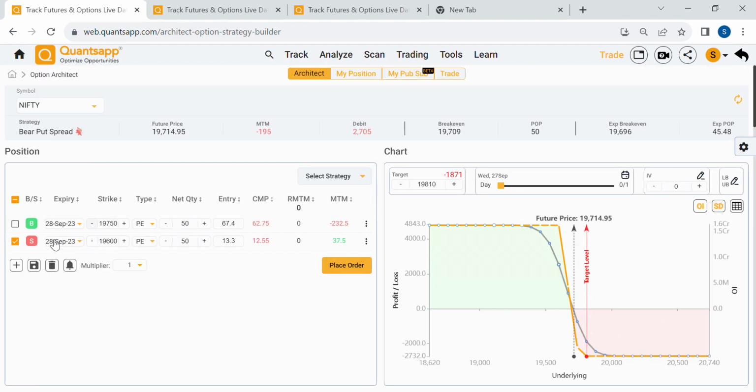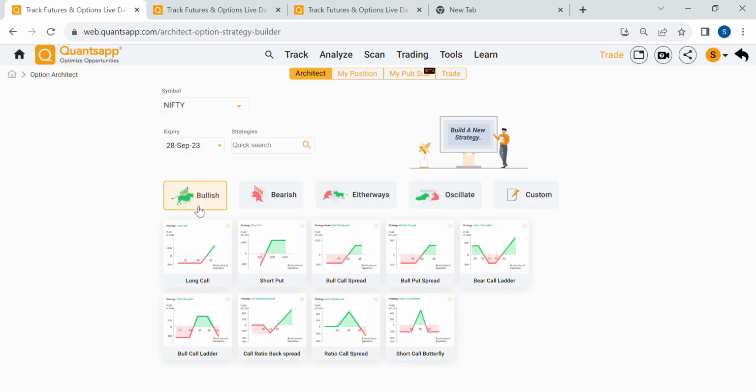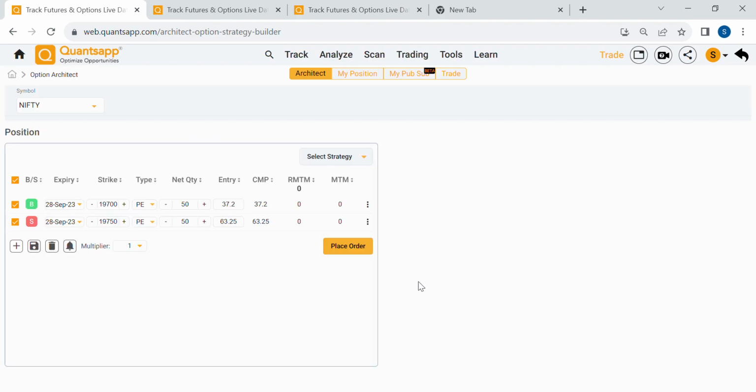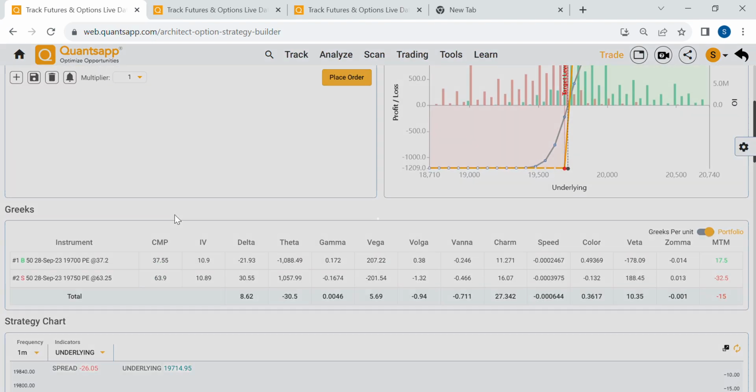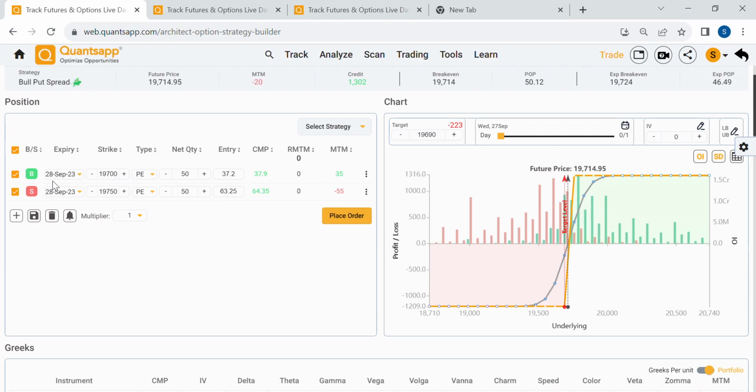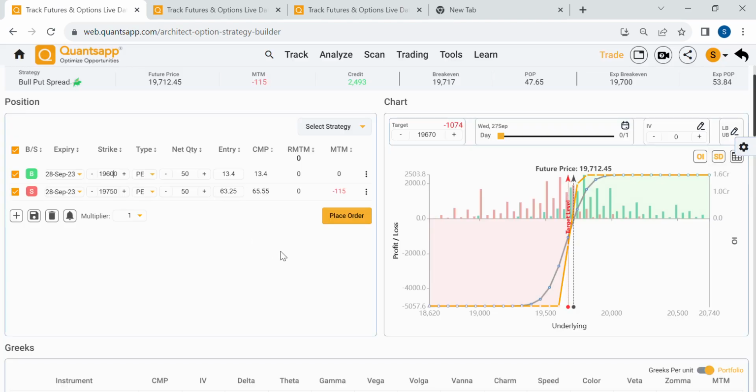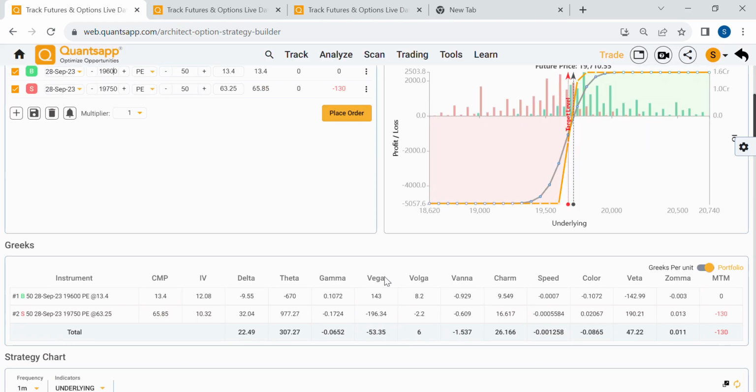And apart from that, we can also try out something like credit spreads, if that makes sense. So for that, a credit spread would be a bull put spread. Okay, so over here the different thing is, just observe the legs. What we have done, we have sold the 19,750 put, and we have bought the 19,700 put. Okay, so let's make it 19,600. So this is a bullish strategy, but using put options.